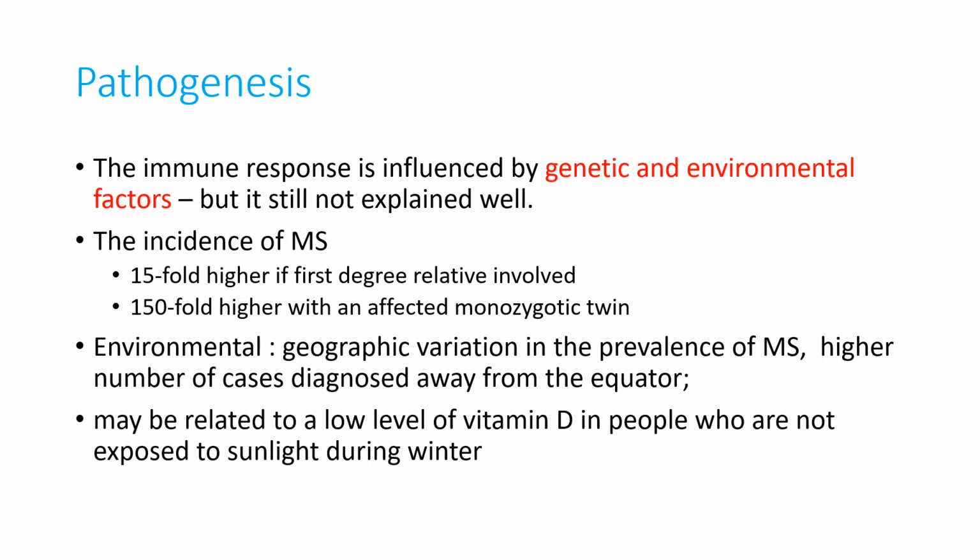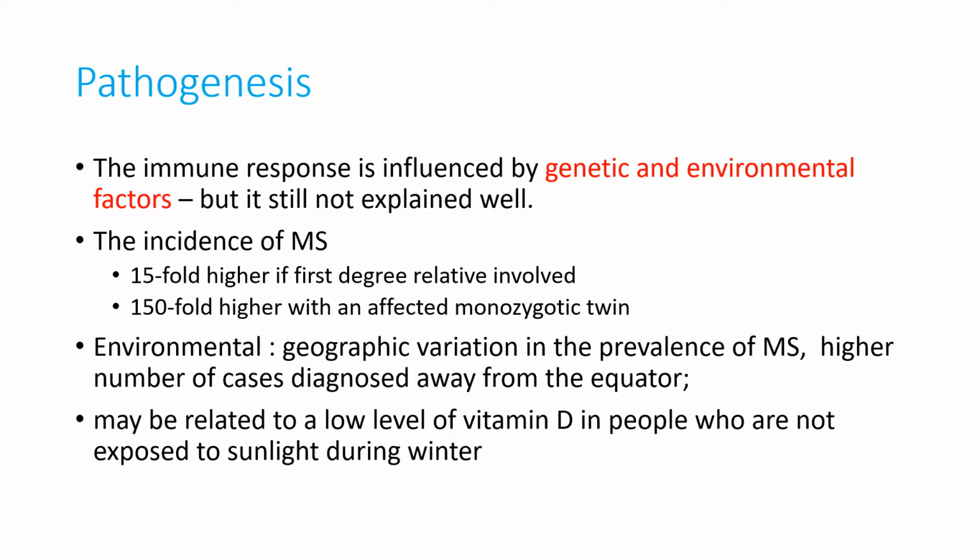As in other autoimmune disorders, the pathogenesis of this disease involves both genetic and environmental factors, but it is not well understood. The incidence of MS is 15-fold higher when the disease is present in a first-degree relative and 150-fold higher with an affected monozygotic twin. Environmental factors are also important.